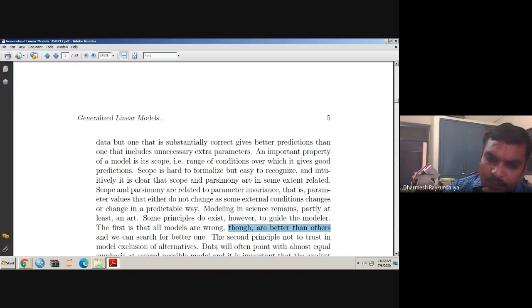And the second principle: not to trust model exclusion of alternatives. As I say, you can have the same data and a different model. If somebody says, no sir, I have applied the linear regression analysis, somebody else may say that I wish to apply the binary logistic. They can. So now you can ask how it is possible.